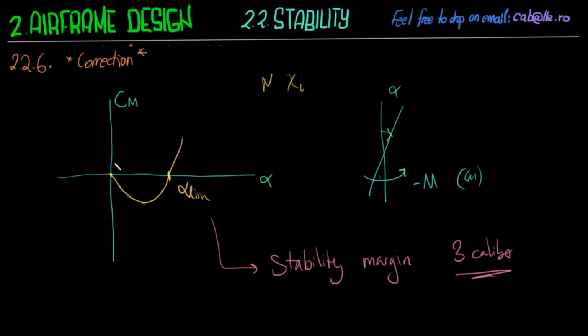By the way, on the negative side, it grows like this. It's kind of like a parabola. And on this side, the CM is going to be positive. However, we have a negative alpha. So although the CM is positive in this region, we still have corrective moment. Okay. And yeah, that's about all I wanted to correct for this video.